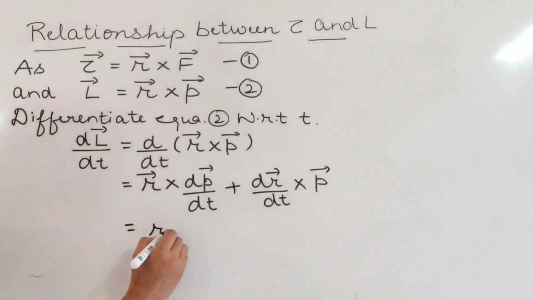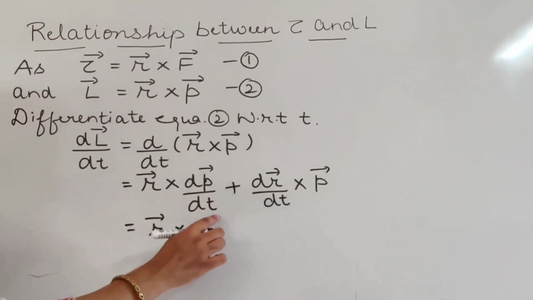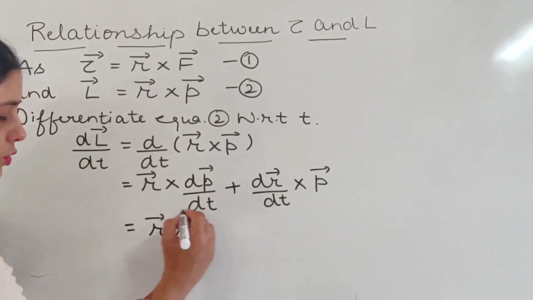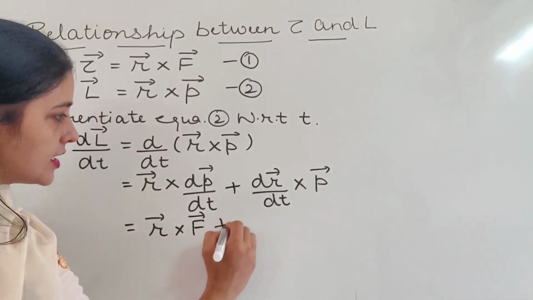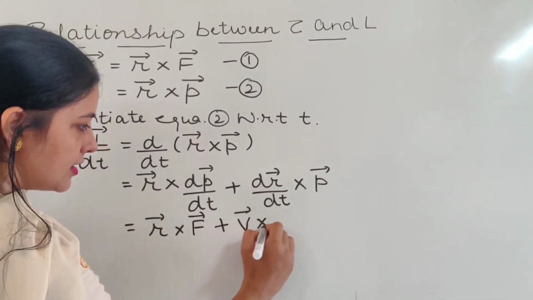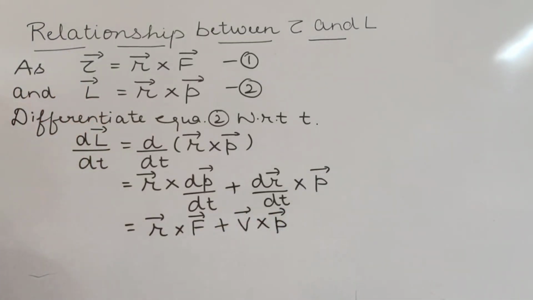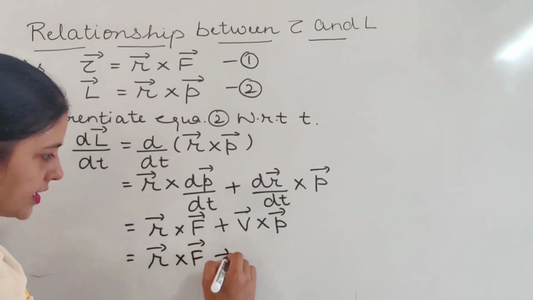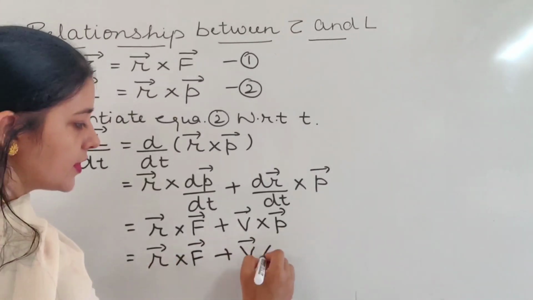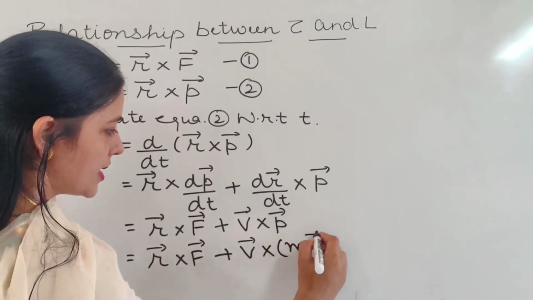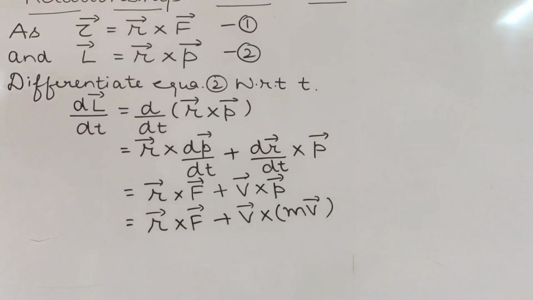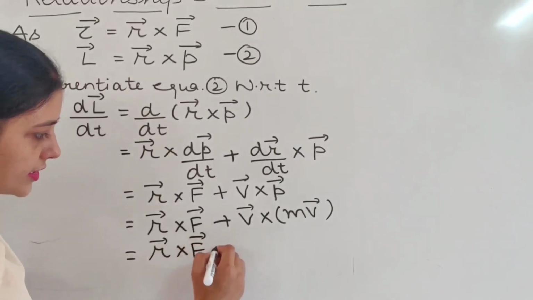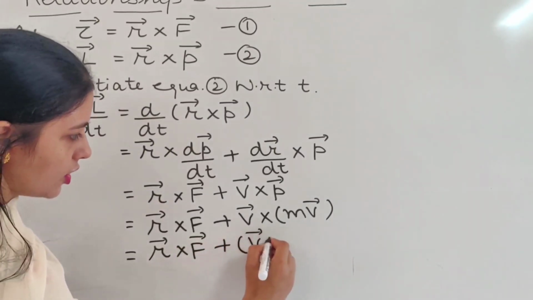See here, change in momentum with respect to time is equal to the external force according to Newton's second law, plus dr by dt is velocity, cross p. You can write r cross F plus v. As we know, momentum is mass multiplied by velocity. See here, r cross F plus I can write here v cross v.